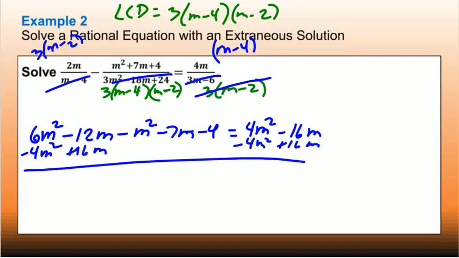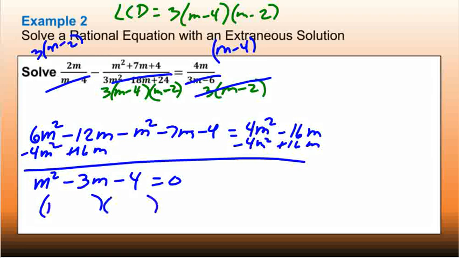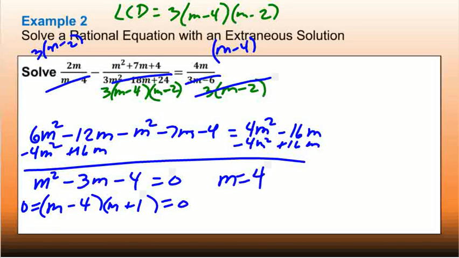Combine everything, so this is 2m squared minus 1m squared is m squared. And then I have negative 12 plus 16 is 4. 4 minus 7 is a minus 3m. And then I have a minus 4 equaling 0. Factor, this would be a minus 4 and m plus 1. Make them equal to 0. I can have m equaling a positive 4 and m equaling a negative 1.